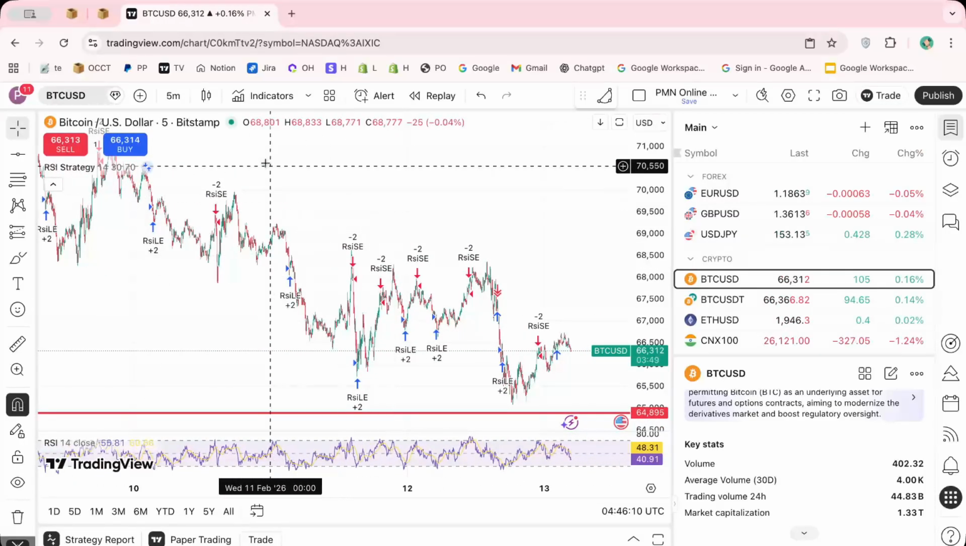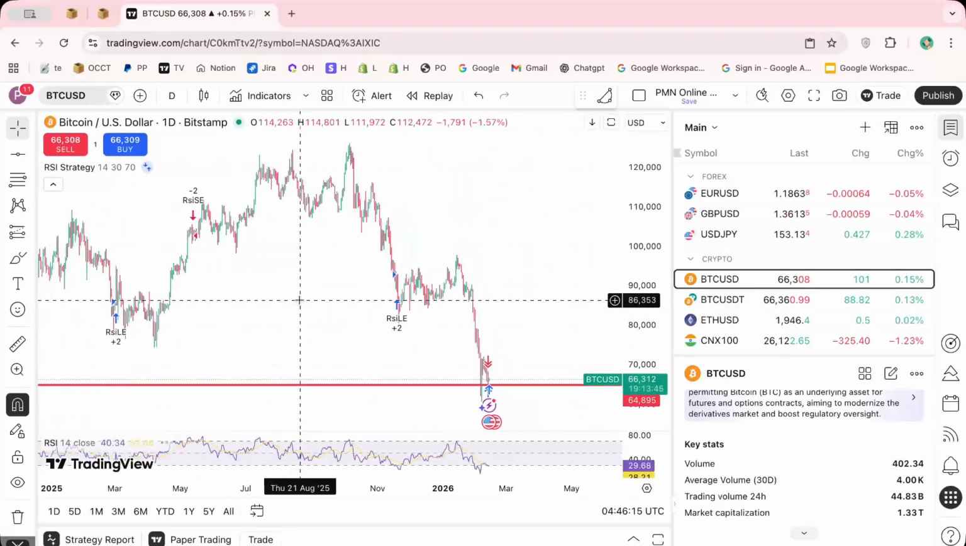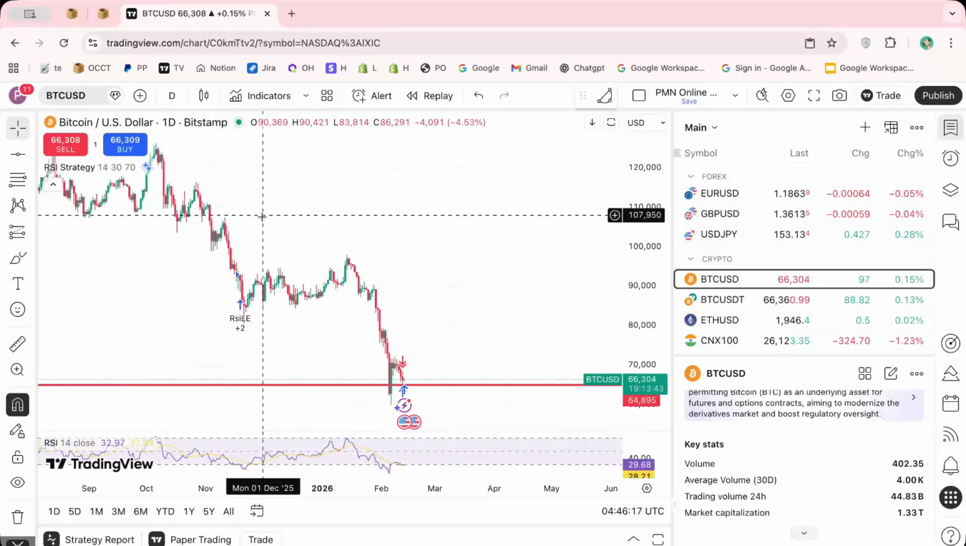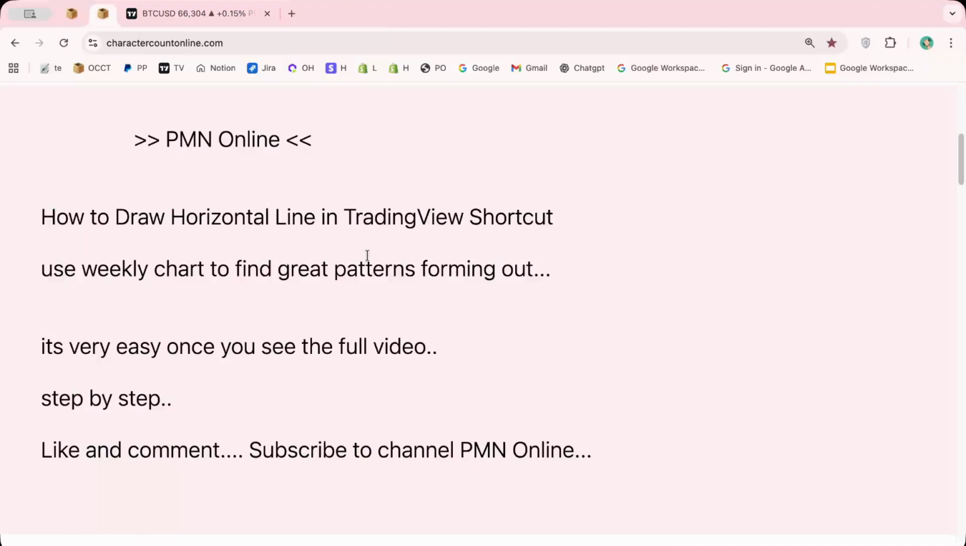Embedding small efficiencies, like mastering keyboard shortcuts, into your routine can add up to significant time savings over the long term. So, next time you're analyzing a chart on TradingView, take advantage of this quick, efficient method to mark your horizontal lines without interrupting your workflow.